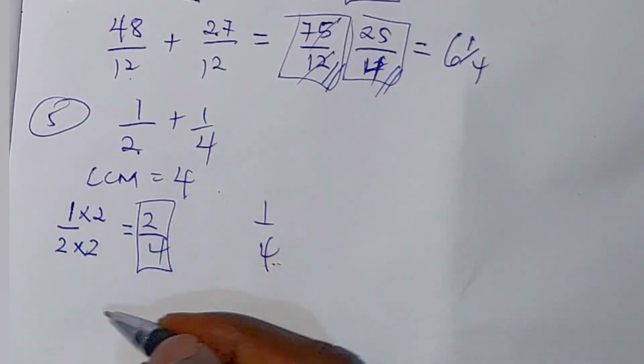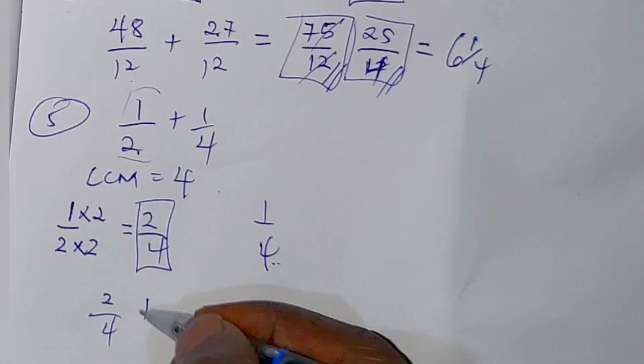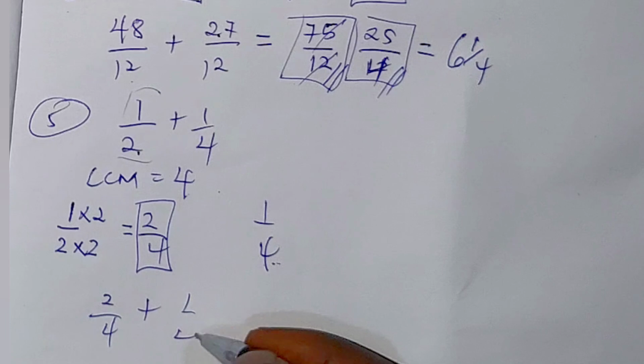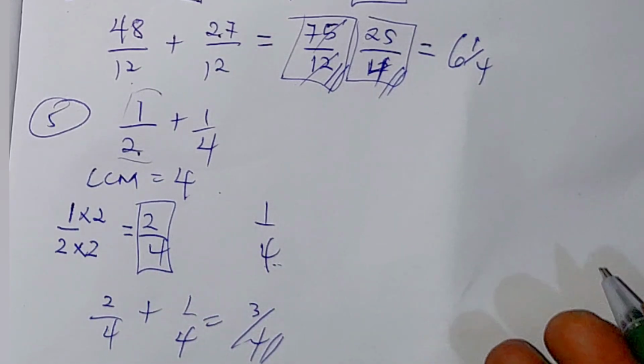So we add the 2 over 4, which is equivalent to the 1 over 2, and then the 1 over 4, which stays the same. Then we get 3 over 4. And it's a proper fraction, so we don't have to do anything to it.